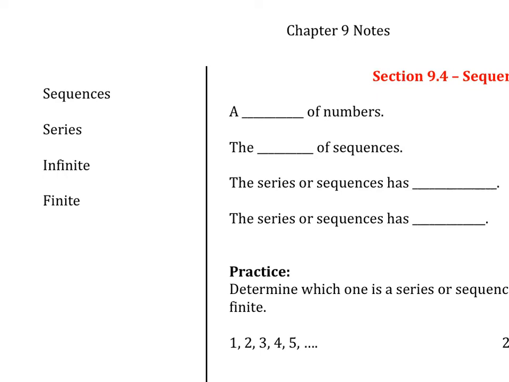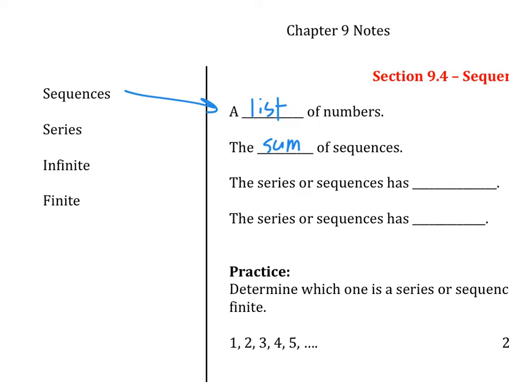So first, sequences. A sequence is a list of numbers. Usually we list them down like 1, 2, 3, 4, 5, or 2, 4, 6, 8, 10. So it's a list of numbers. And a series is the sum of the sequence. So 1 plus 2 plus 3 plus 4, or 2 plus 4 plus 6 plus 8, and so on.